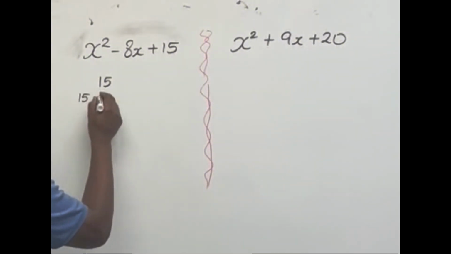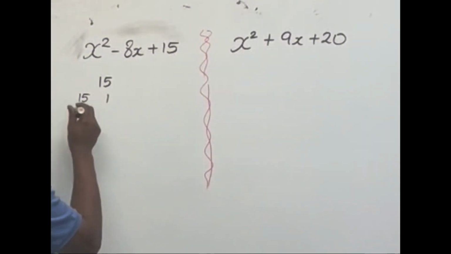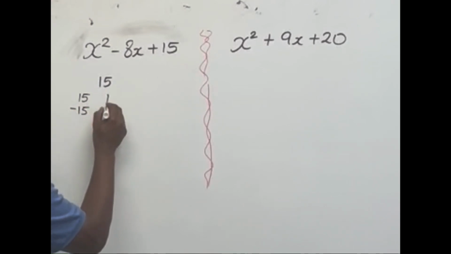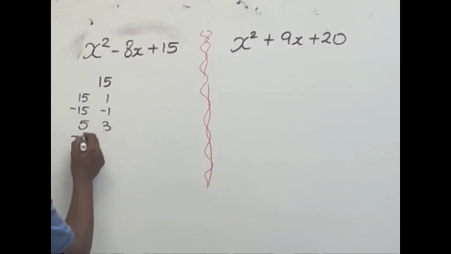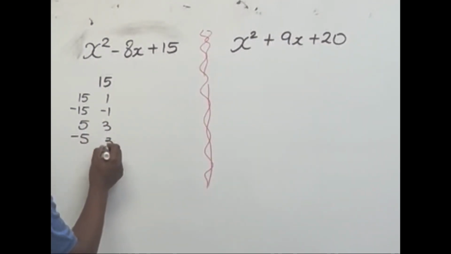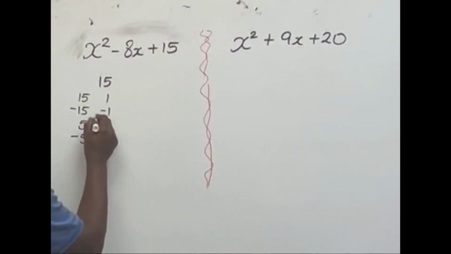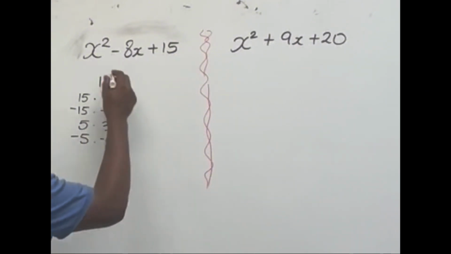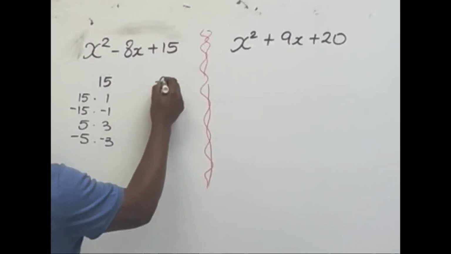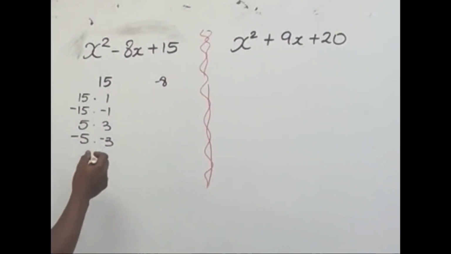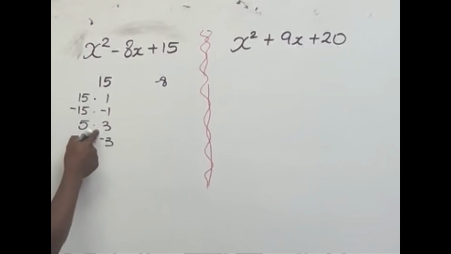15 times 1. Don't forget negative 15 times negative 1. What else? 5 times 3. Negative 5 times negative 3. So these are the factors of 15, right? So which of these factors of 15 adds up to negative 8? 5 times 3? 5 plus 3 won't give you negative 8.